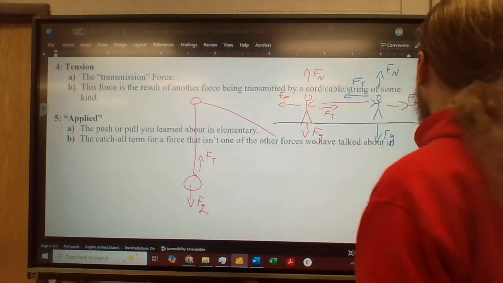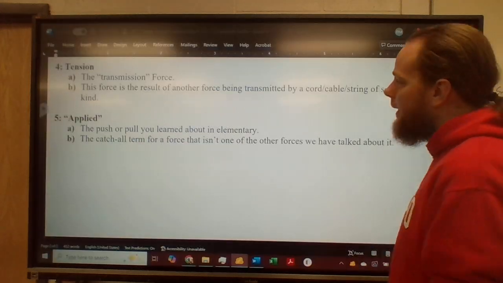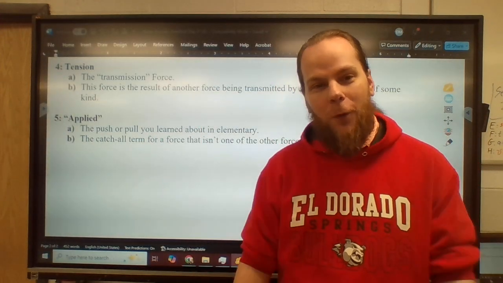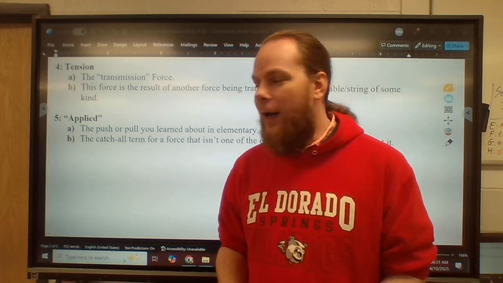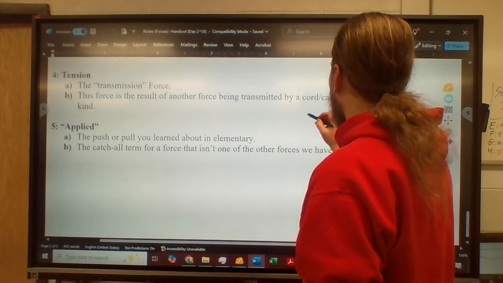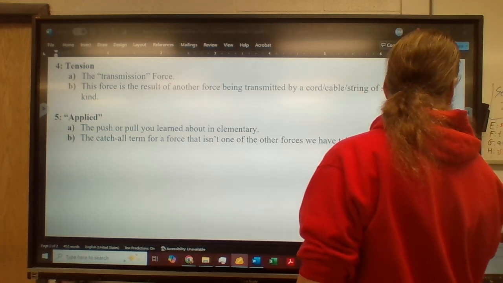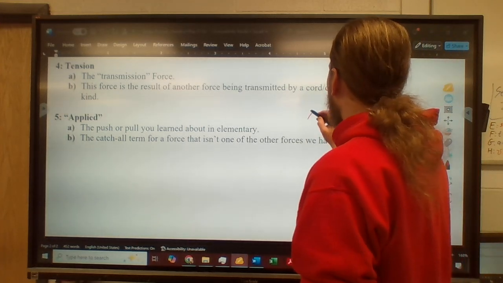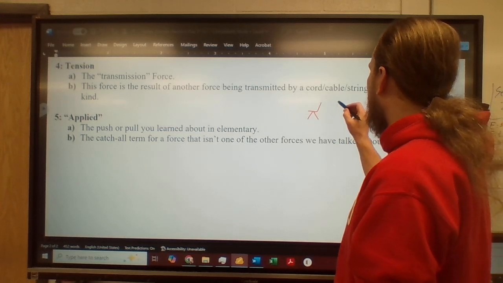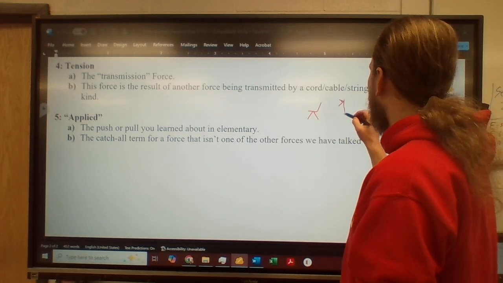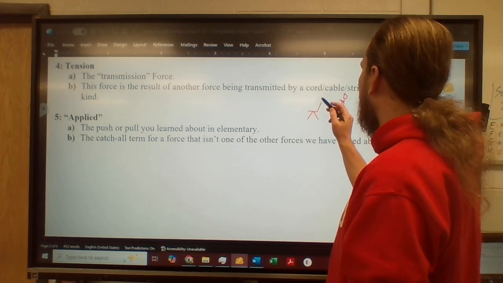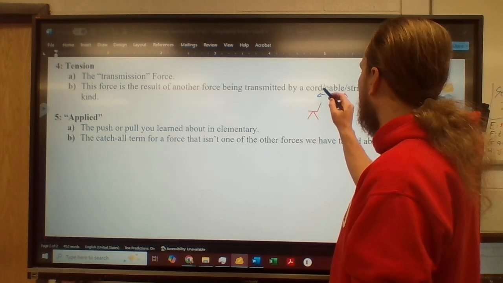Applied is just our catch-all force. So we call any applied force the push or pull that you've always heard about. So if I shove a table or shove a chair, so let's say, hey, turn the pen back on. So here is a chair, and I give it a push, and it is sliding, and I gave it a push, and it started sliding this way.